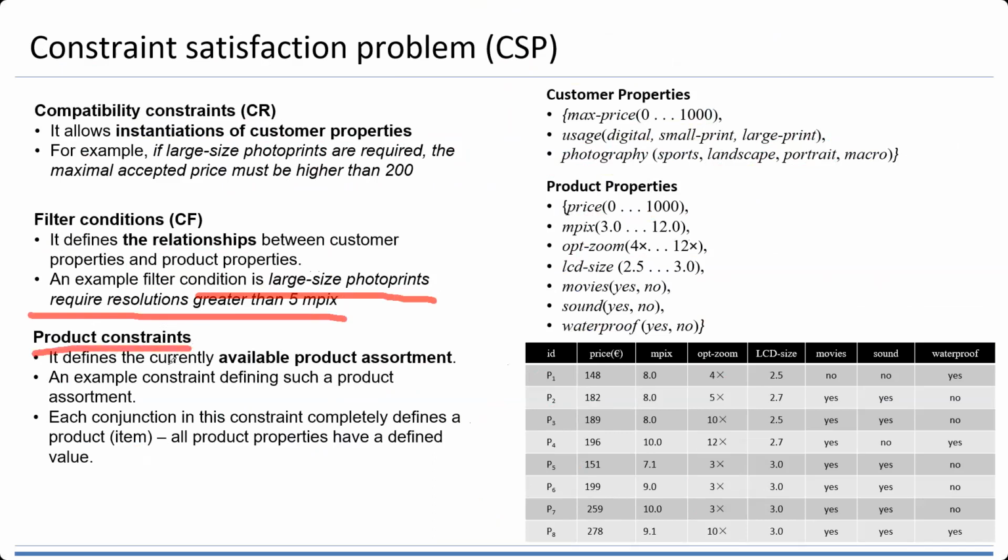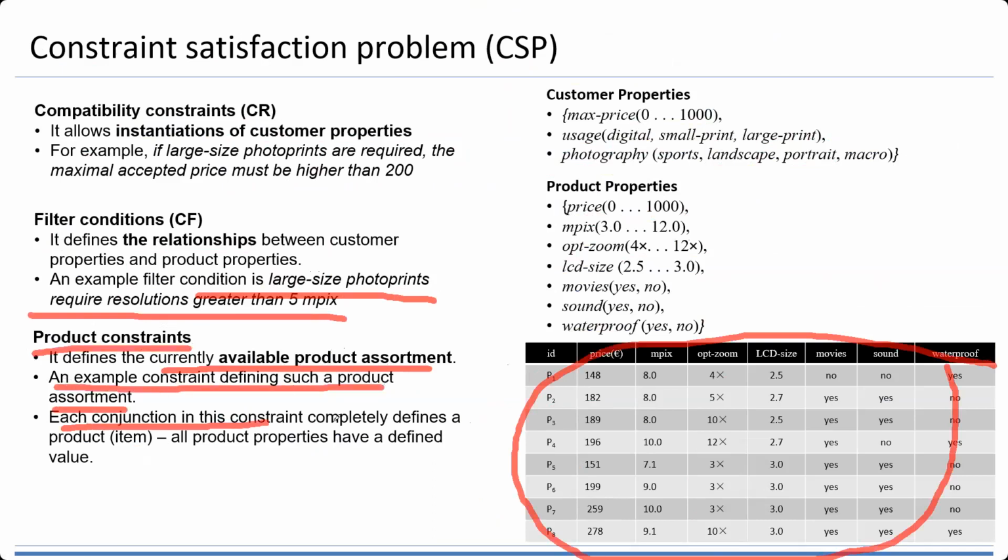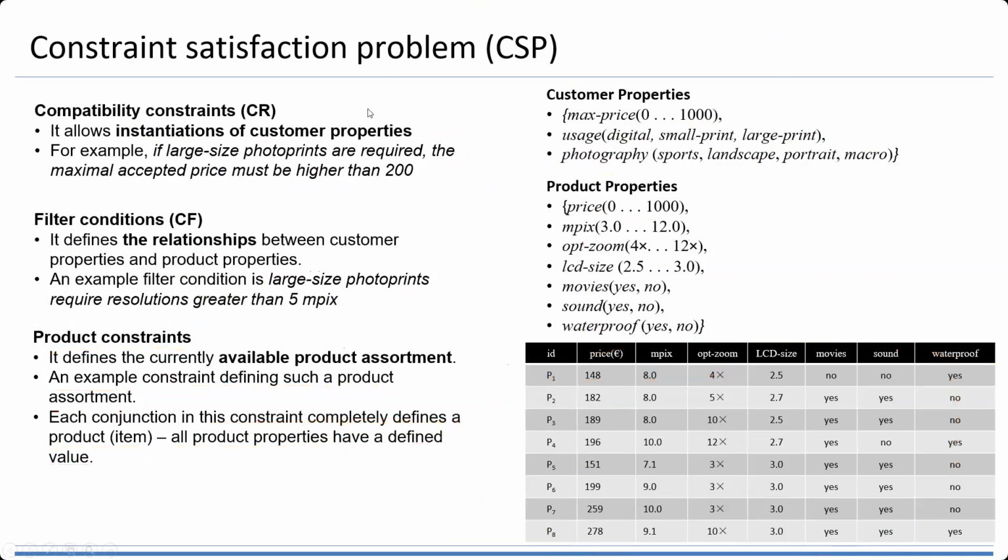For the product constraint, we have the constraints which are available in the product store. We have only this one in our store. So this is the product assortment, or available product assortment. An example constraint defines such a product assortment, and its conjunction of constraints completely defines a product. All product properties have a defined value. So for product one, the price is this one. This is a defined value, this is a defined value, this is a defined value. So what we want to check is whether the constraint can be satisfied.